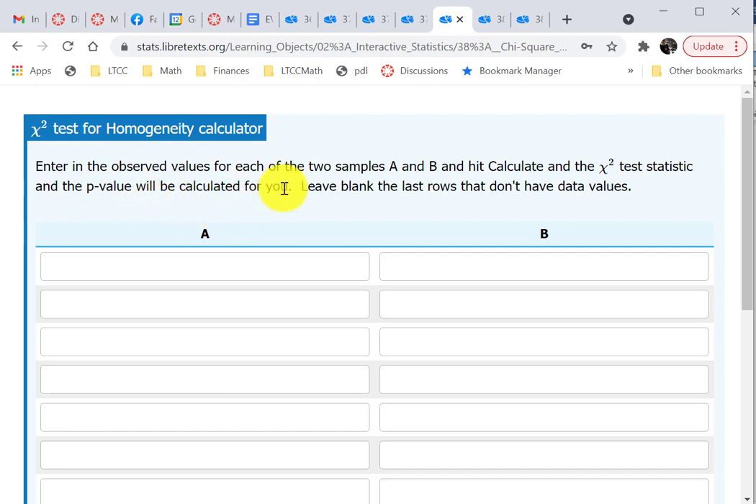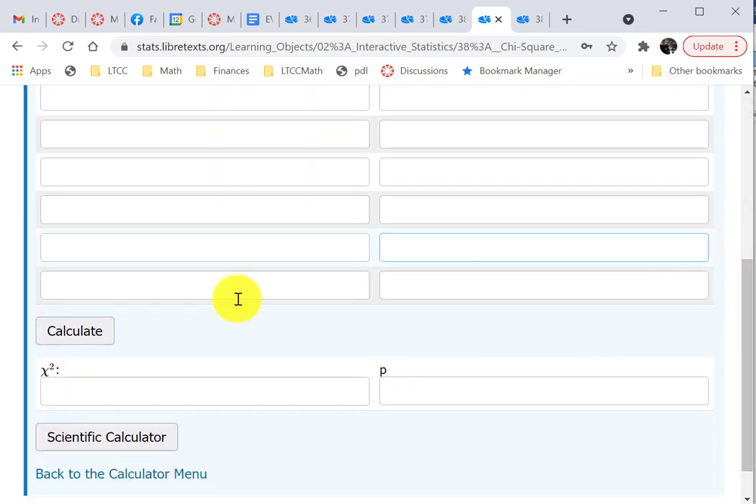So I'm going to save you some time, and I'm just going to type them all in. I just typed them all in really fast. And here we got our data from A, and here we have the data from B. Those are the answers to the survey questions. I scroll down, and I hit calculate. And our chi-squared test statistic is about 5.479, etc. And our p-value is 0.14.